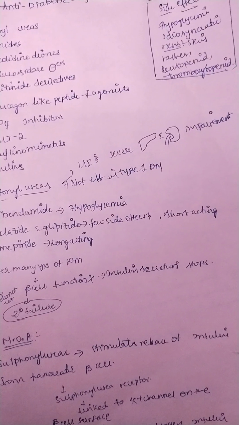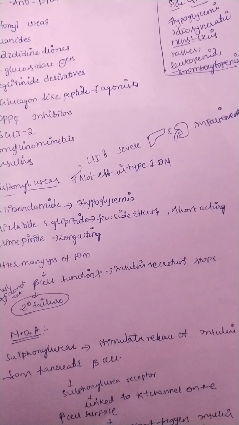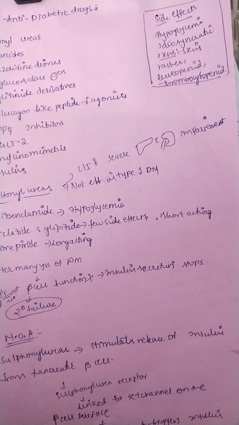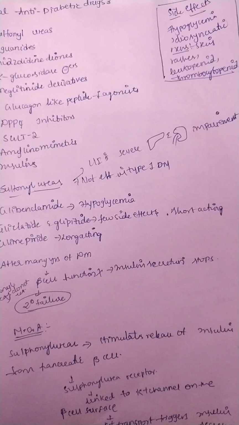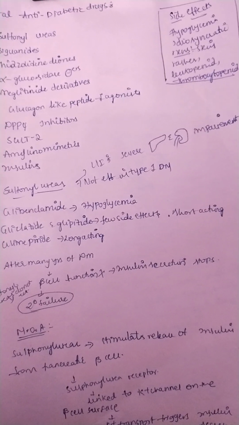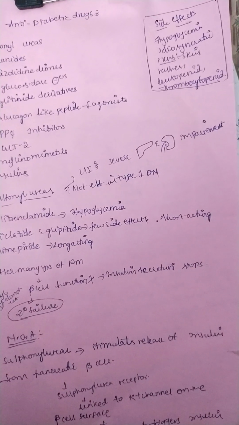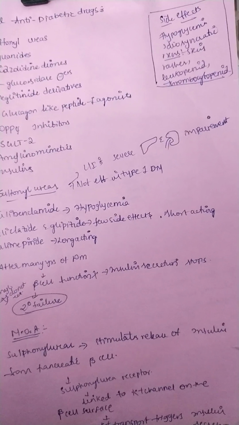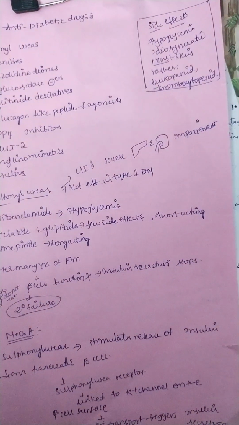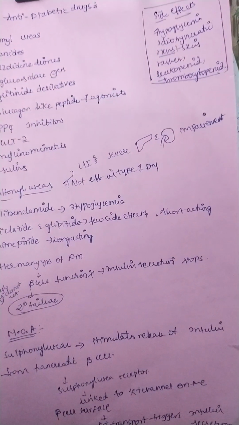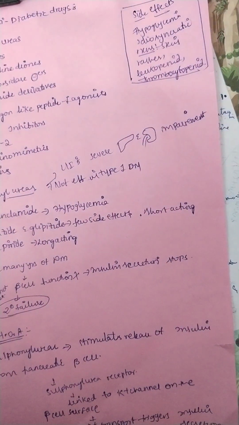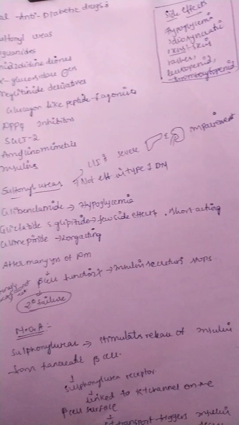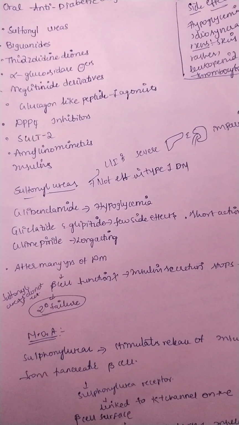What are the contraindications of the usage of sulfonylureas? Who can't use these? Patients with severe liver and renal impairment can't use sulfonylureas because it further aggravates the symptoms. Side effects: what are the side effects? Hypoglycemia, surely you will have hypoglycemia, as it increases insulin secretion. In high doses you will have hypoglycemia. Idiosyncratic reactions like skin rashes, leukopenia and thrombocytopenia are common with the use of sulfonylureas.